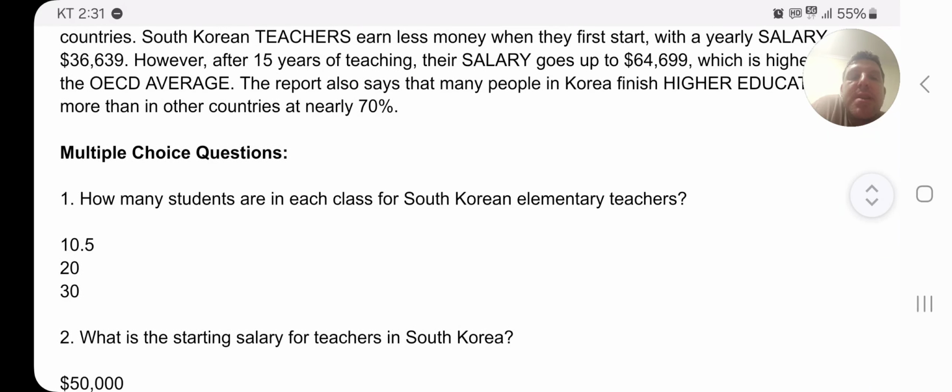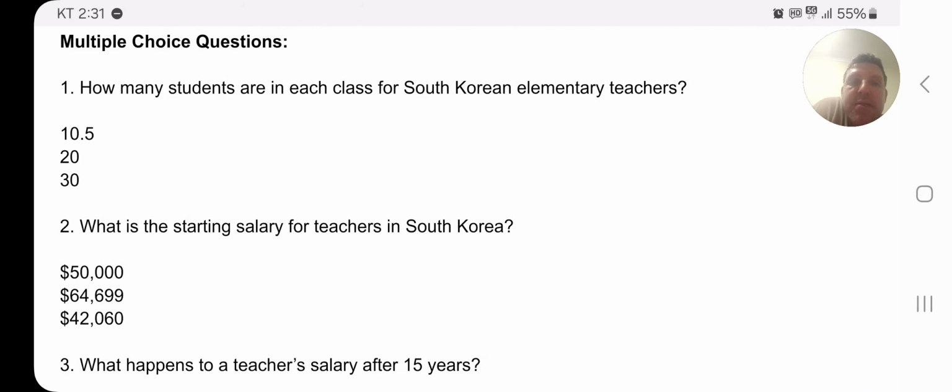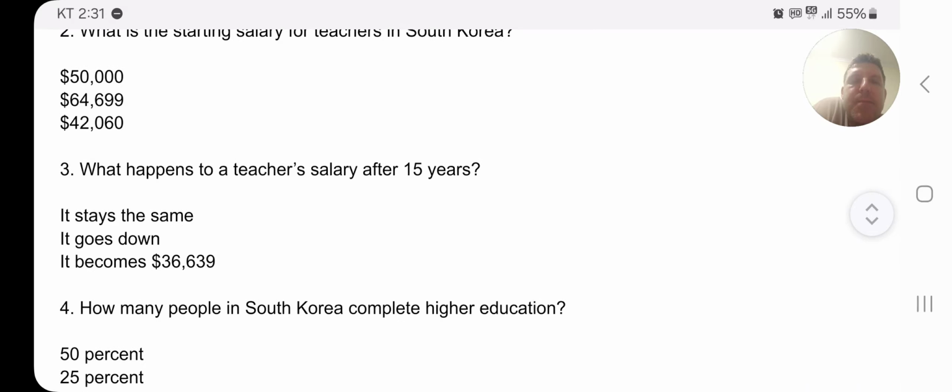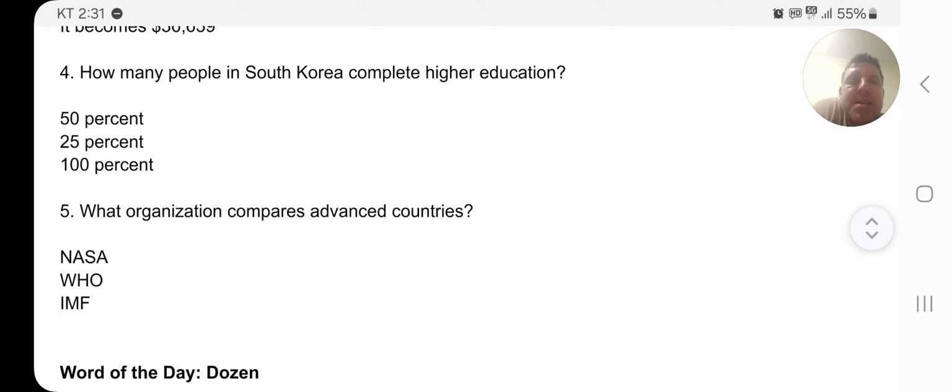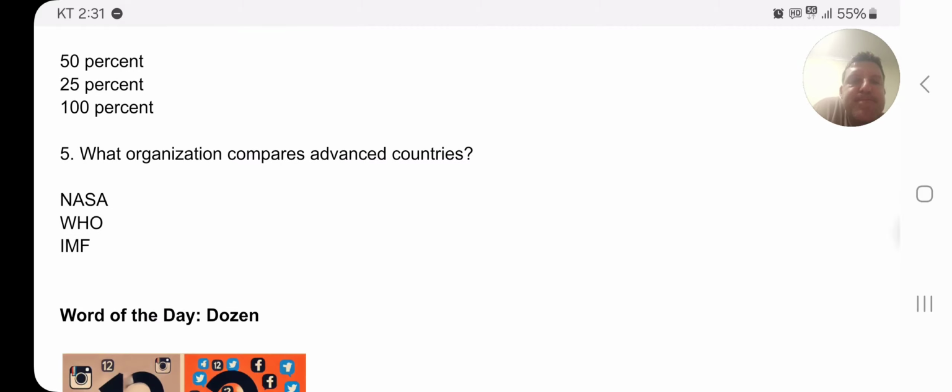Okay. How many students are in each class for South Korean elementary teachers? What is the starting salary for teachers in South Korea? What happens to a teacher's salary after 15 years? How many people in South Korea complete higher education, that's higher than high school? And what organization compares advanced countries?